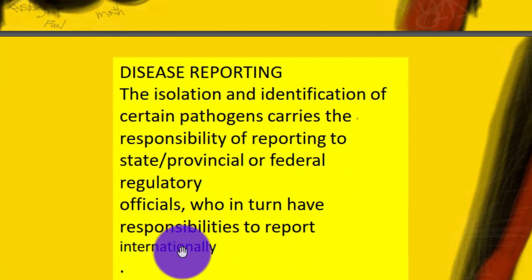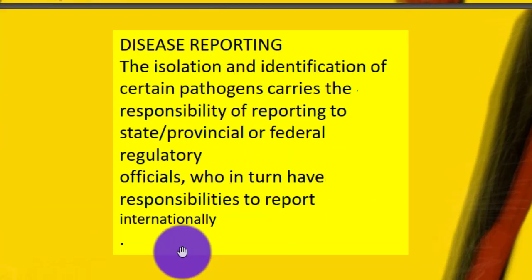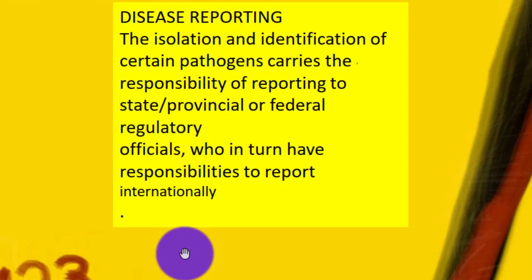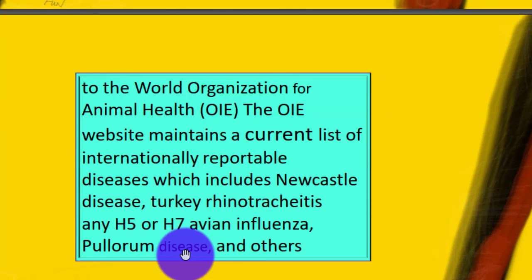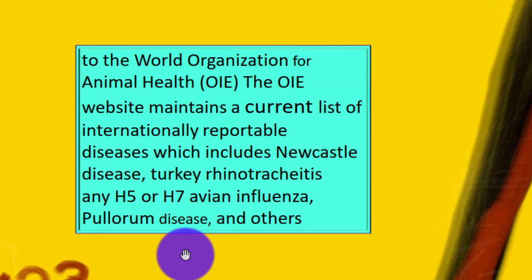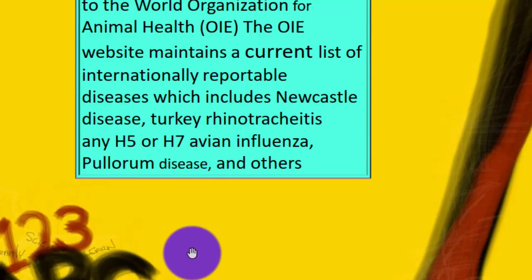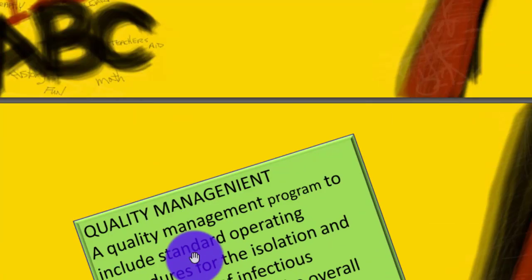Disease reporting. The isolation and identification of certain pathogens carries the responsibility of reporting to state and federal regulatory officials, who in turn have responsibility to report internationally to the World Organization for Animal Health, OIE. The OIE website maintains the current list of internationally reportable diseases, which include Newcastle disease virus, turkey rhinotracheitis, H5 and H7 avian influenza, Gumboro disease, and others.